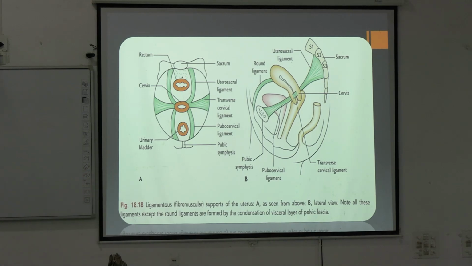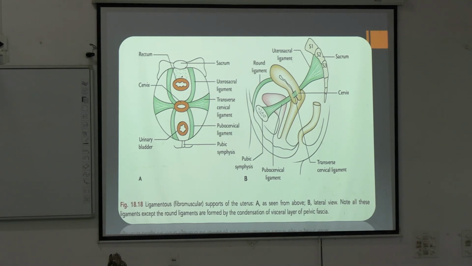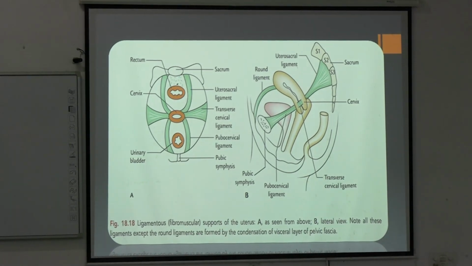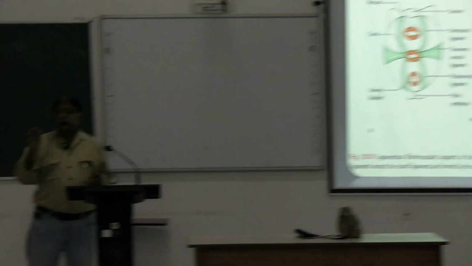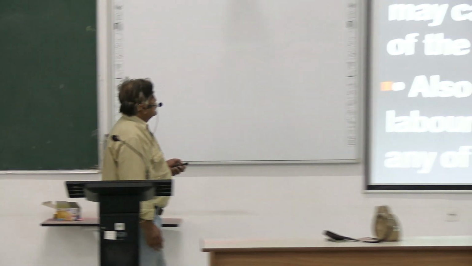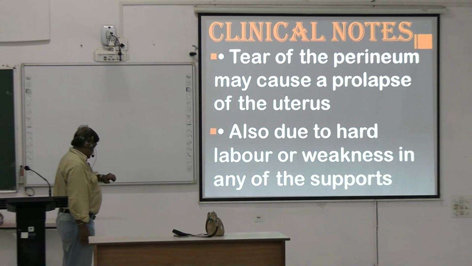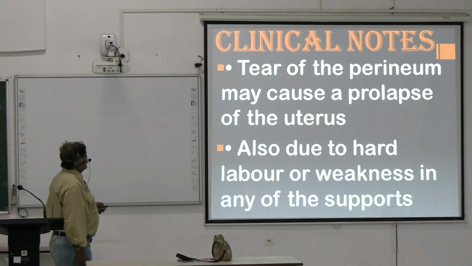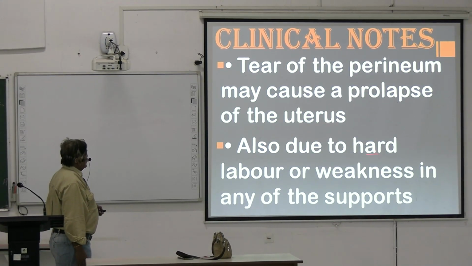In all of the textbooks you are reading, it can be any Singh, it can be any Datta, it can be any Chaurasiya, you will get these figures. Okay? Now, clinical notes. Tear of the perineum may cause a prolapse of the uterus, also due to hard labor or weakness in any of the supports.